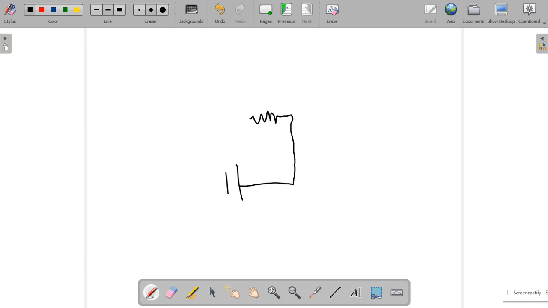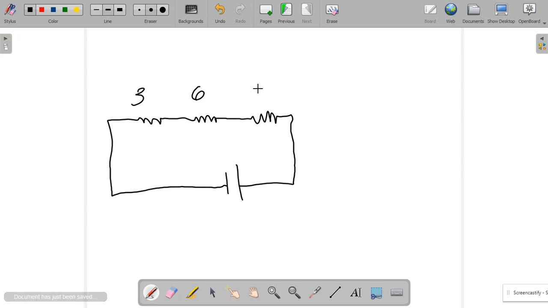Okay, so I'm going to make this fairly simple numbers and things like that. I've got 3 resistors here in series. Let's make this one 3 ohms. We'll make this one 6 ohms. And then I'm going to make this one here 9 ohms. All right.